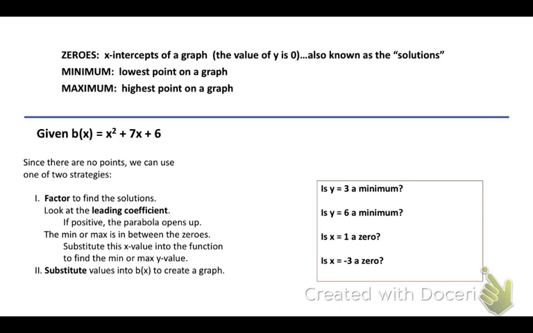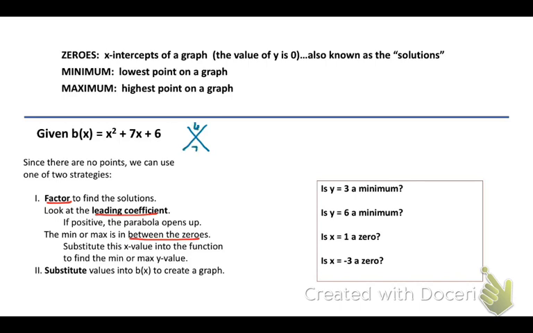Sometimes you won't be given a table of values though, you're just going to be given an equation. Since there's no points, we can use a couple different strategies. You can factor the expression to find out the zeros. You can look at the leading coefficient to see if the parabola opens up or down. If it opens up, you're going to have a minimum. If it opens down, you'll have a maximum. And the minimum or maximum is going to be between the zeros. You could also substitute values to create the graph.